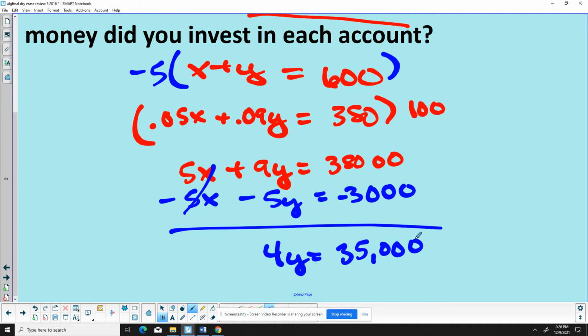Let's make sure I multiplied that right. 100 times 3,800. Yep, that's right. And then if I divide 35,000 by 4, 8,750. That does not make sense. Let's look again. Something's the matter.